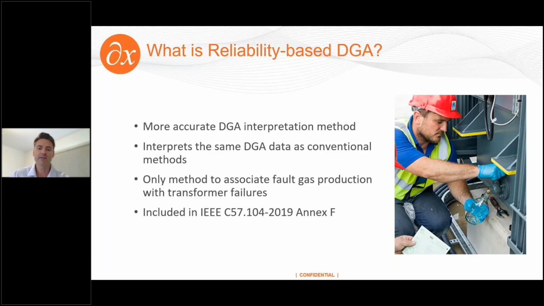Reliability-based DGA interprets the same lab data and portable gas analyzer data as conventional DGA interpretation. And reliability-based DGA is the only DGA interpretation method that associates fault gas production with transformer failures. An outline of reliability-based DGA interpretation is described in IEEE C57.104 Annex F in the 2019 edition as an alternative method for DGA interpretation.